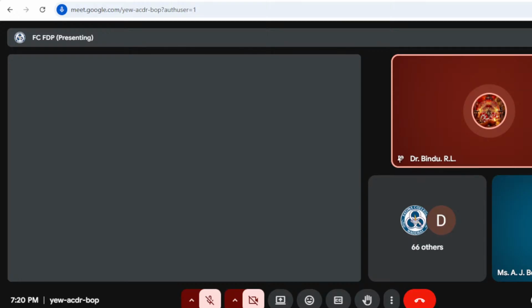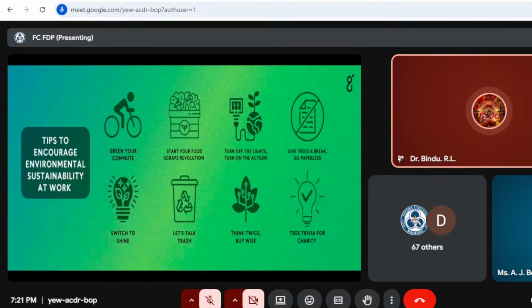And next. Tips to encourage environmental sustainability, that is, green your community. Then start your food scraps revolution. Turn off the lights, turn off the action, because light pollution is the most dangerous one that we are facing today. At night, every city is flooded. That is disturbing the biological system of all other species, not even human beings, even the birds, even the animals. They are in confusion, and that is making their lifestyles perishable. That is what is happening today.